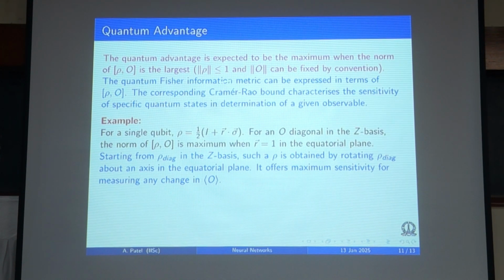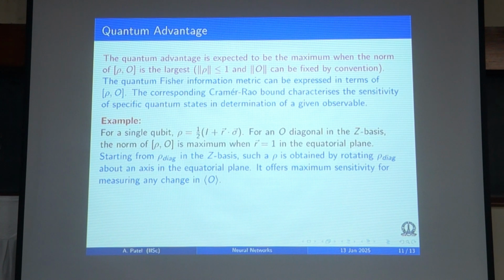Bloch sphere, the unit sphere with radius equal to 1. If the operator is the z basis, you put the state on the equatorial plane of that particular sphere. And how do you produce this particular state? Well, if you know the direction of the operator, you rotate it by angle pi by 2, and take the state of the quantum network in a transverse direction.